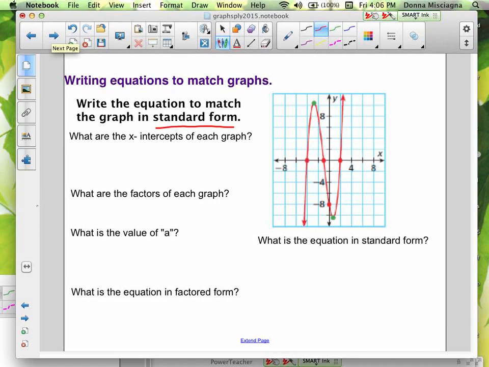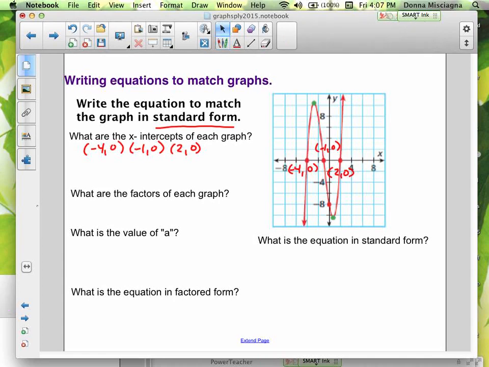Okay, so first thing we'll do is identify the x-intercepts. I have to watch our graph. It's going up by 2, so you have to be careful. 2, 4, 6, 8. Okay, so this point here is 2, 0. This point here is negative 1, 0. This point here is, excuse me, negative 4, 0. All right, so our x-intercepts are negative 4, 0, negative 1, 0, and 2, 0.